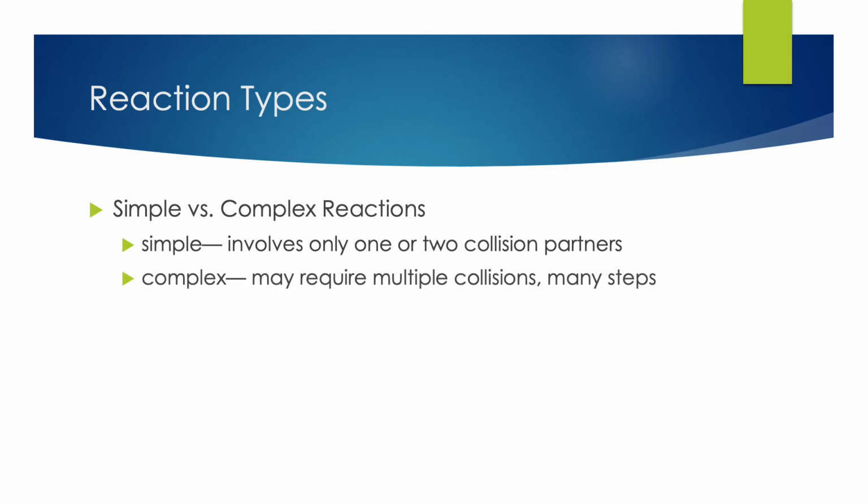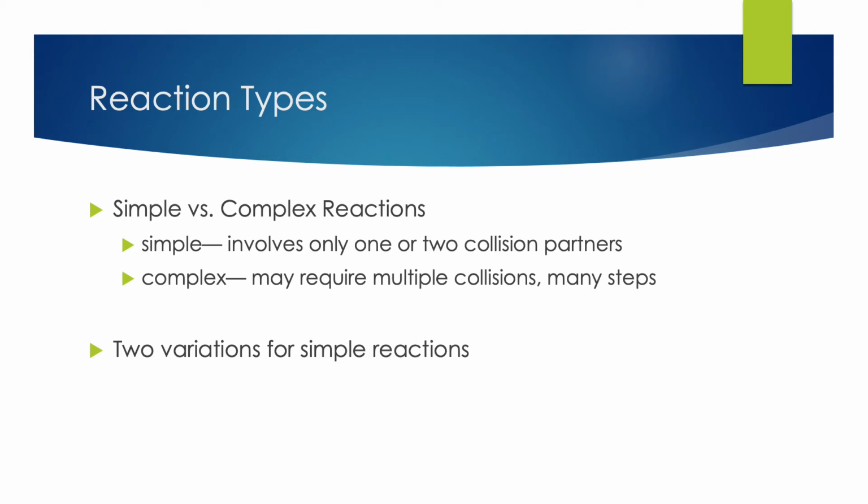A complex reaction, however, might require multiple collisions and many steps. So you can think of it as being a complex chain of smaller reactions that results in one big net reaction. A lot of the reactions that take place in our cells are of this type. So we're going to focus now on simple reactions.